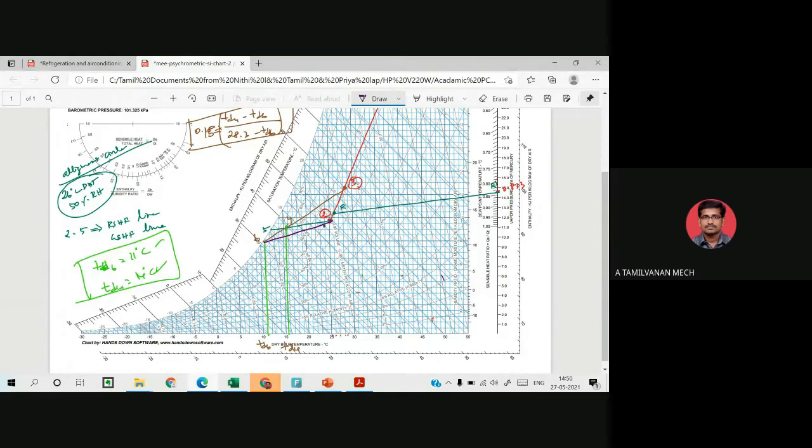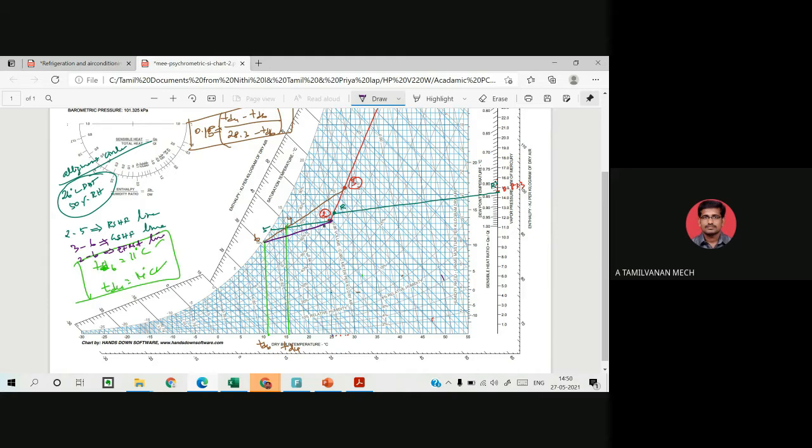6 to 2. So what is 6 to 2? So the grand sensible heat factor line, that point may lie on the line of 3 to 6. Then the next one is 2 to 6, that is nothing but the effective room sensible heat factor. Okay, there is the effective room sensible heat factor line.